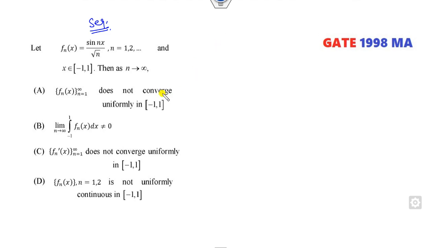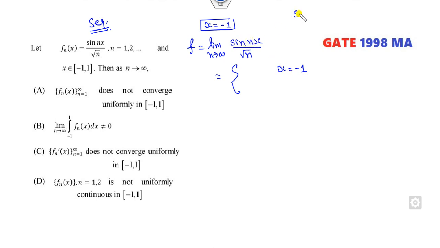How you can think about whether it's uniformly convergent or not. Okay. So at x is equal to minus 1. Fine. So firstly we can check about the limit. Limit as n approaches infinity, sine nx over root n. So clearly says that the domain is -1 to +1. When x is equal to -1, it's sine n over root n. So clearly says this number will be less than of this.